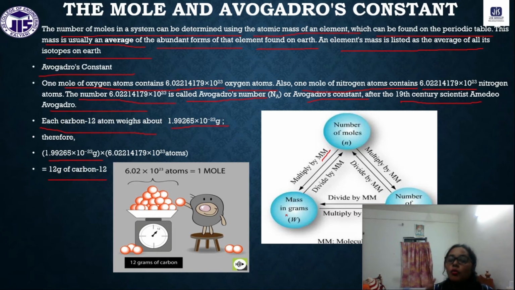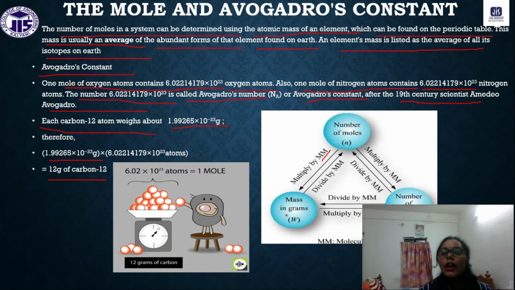Now, 1 mole is equal to 6.02214179 × 10^23 number of atoms. Okay. Now, if anyone asks you how you can make a 1 molar solution, how can you make a 1 molar solution of H2SO4?